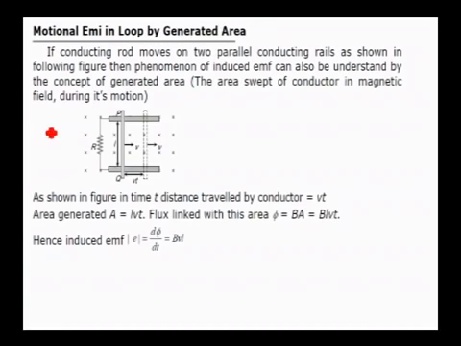We have a few more examples. The first one is motional EMF in a loop by generated area. Just look at this. We have a cross symbol here. The cross symbol is used only to indicate the magnetic field. So if I put a cross here, that shows the magnetic field is acting perpendicular to the paper, or perpendicular to the board, but pointing into the paper.